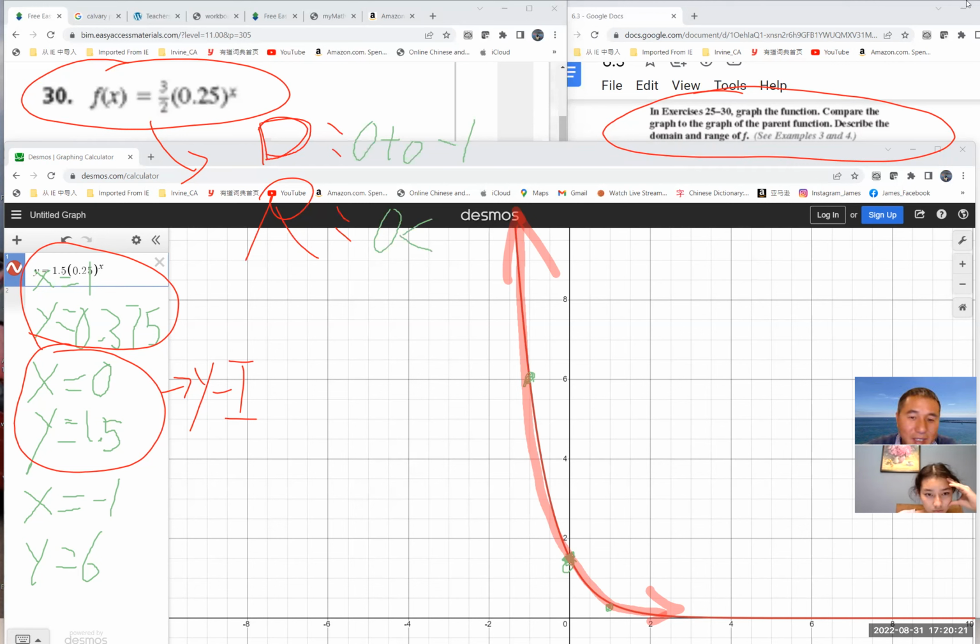What's this mean? 0 plus 0 minus 1. It's 0 to 0. What? 0 to 0? 0 to -1. Do you mean this?